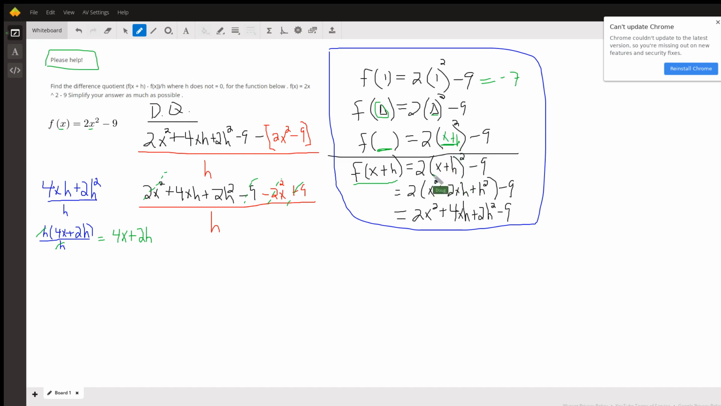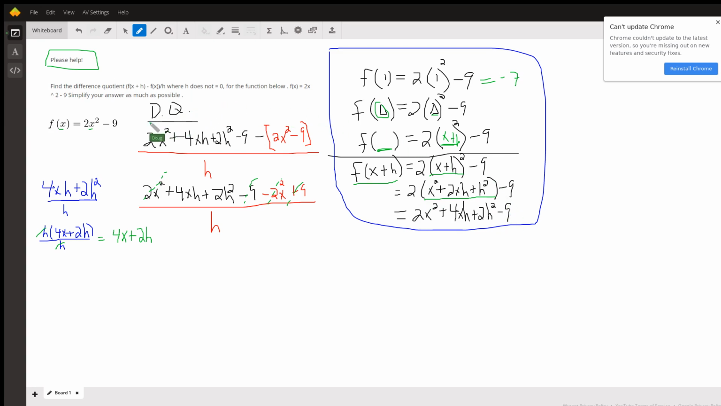And now to simplify this expression, you have to square this binomial, which is what this is, distribute the 2, which is what we have here, and of course we have this -9 out at the end.